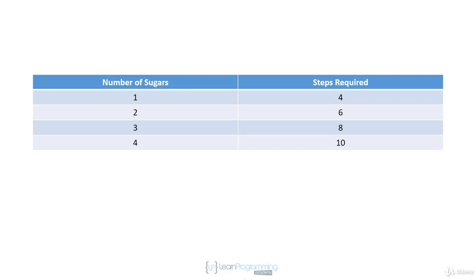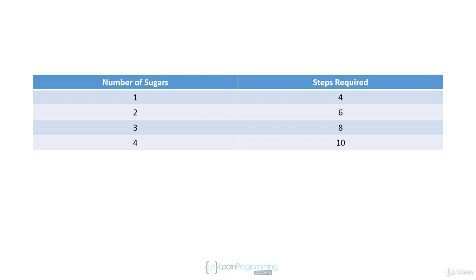So as we can see, the number of steps or the time complexity of our sugar algorithm depends on how many sugars someone wants in their tea. If they only want 1 sugar, it just takes them 4 steps. But if they want 4 sugars, it's going to take them 10 steps. So the time complexity gives us an idea of how an algorithm will perform as the number of items it has to deal with grows.